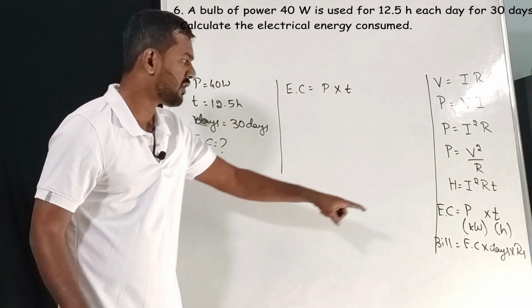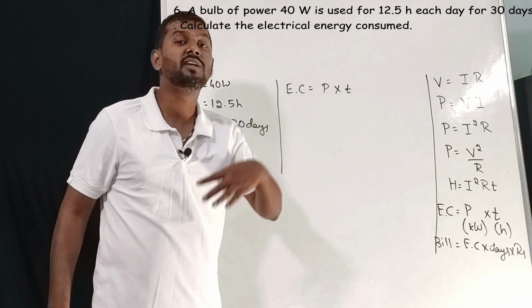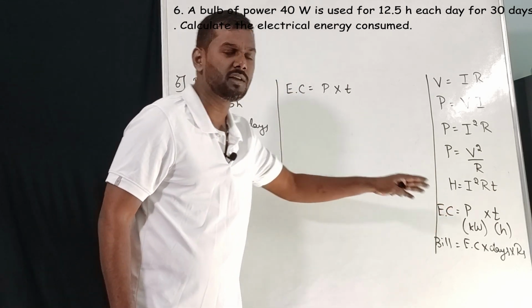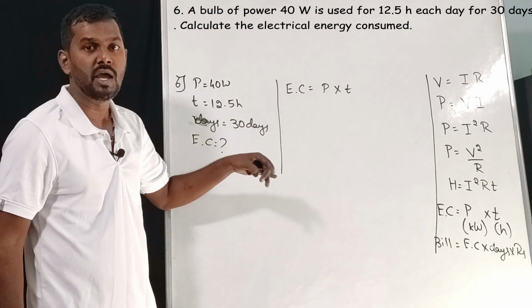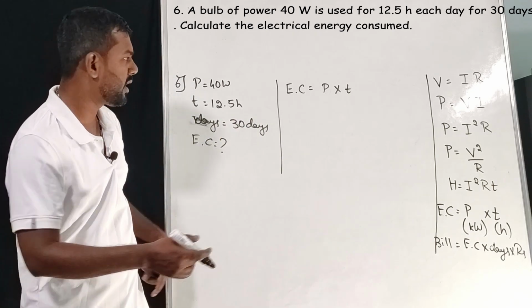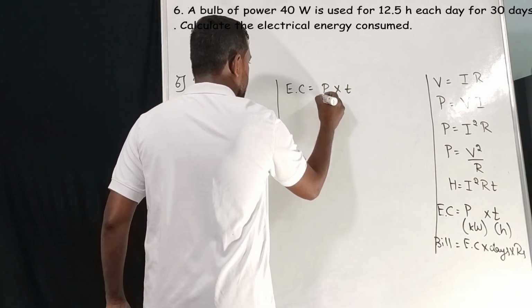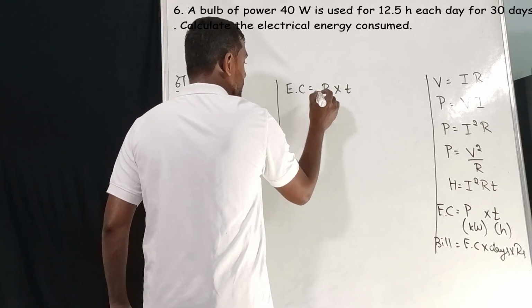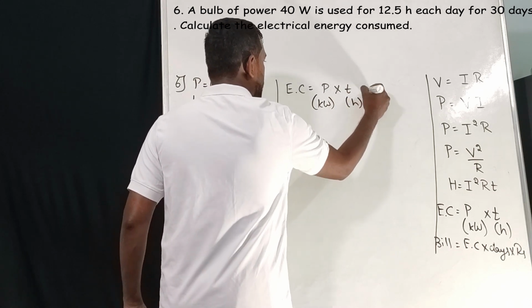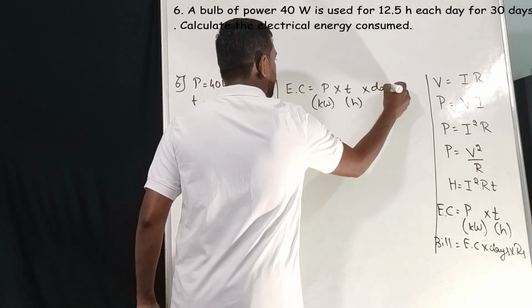See, this formula we have to use when the number of days is not given. If the number of days is given, just multiply it for that many days. If they are talking about 1 month, always substitute 30 days. Okay. So P into T, and this should be in terms of kilowatt. Keep this in mind. And time should be in terms of hours into number of days.